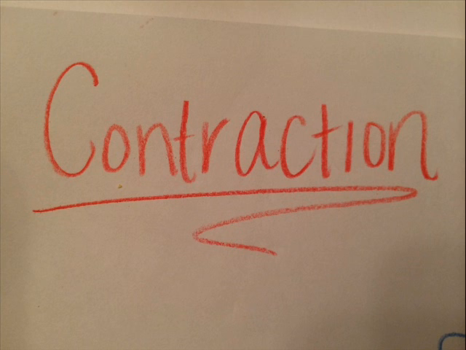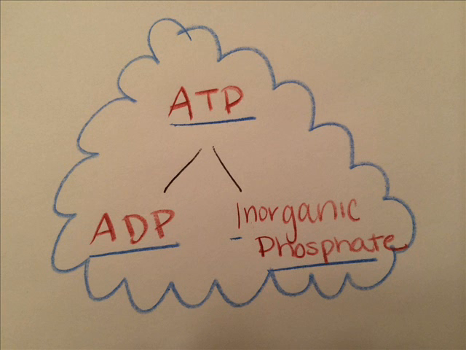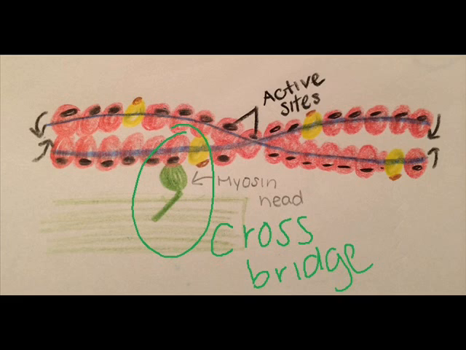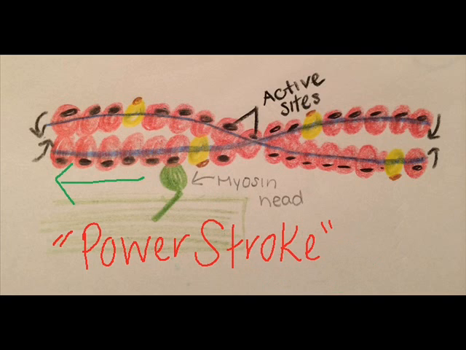Next comes contraction. The first step in the contraction cycle is where myosin heads hydrolyze ATP. The ATP breaks down into ADP and an inorganic phosphate. Myosin heads on the thick filaments bind to actin on the thin filaments, which forms what is called a cross bridge. Myosin heads then perform a power stroke, pulling the thin filaments towards the center of the sarcomere and decreasing the size of the H zone.